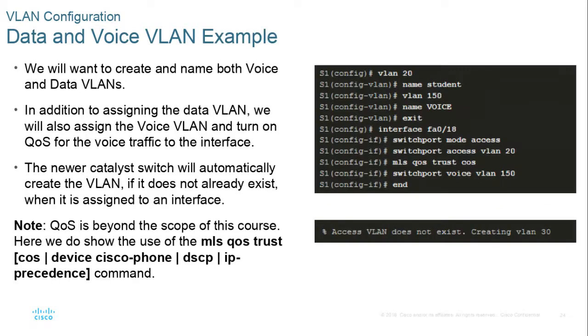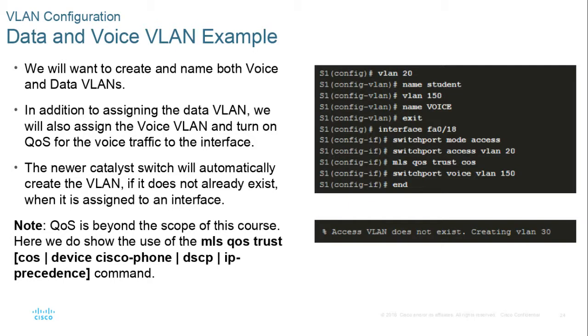So that's done by the people that configure the telephone. And configuring the telephone is sort of beyond the scope of CCNA. Quality of service for telephones is beyond the scope of this course. We're going to look at quality of service in a later 8-week course. So we want to create and name both the voice and data VLANs.